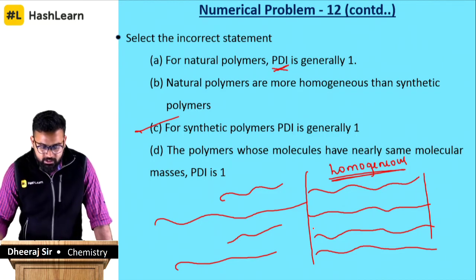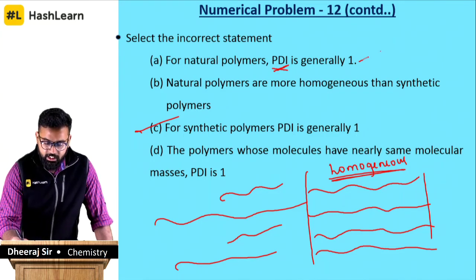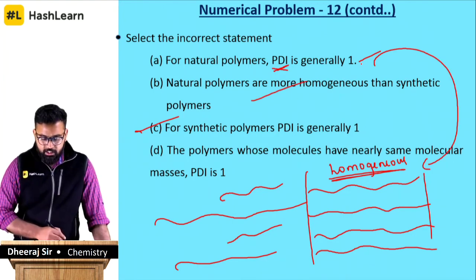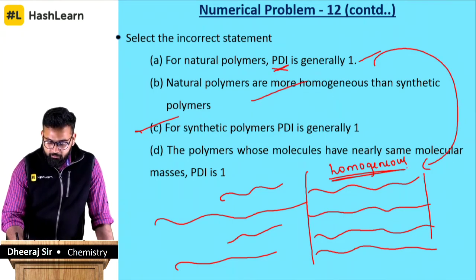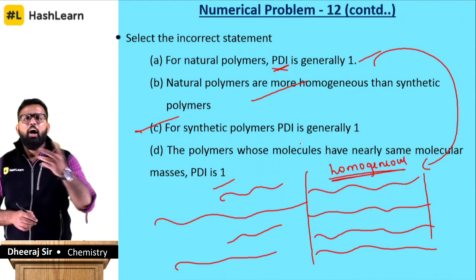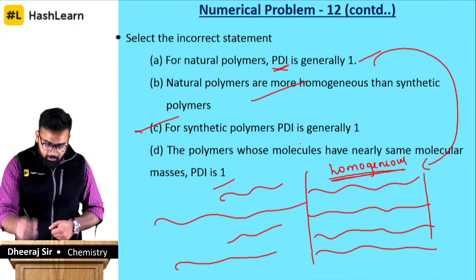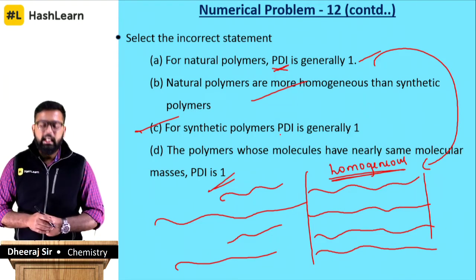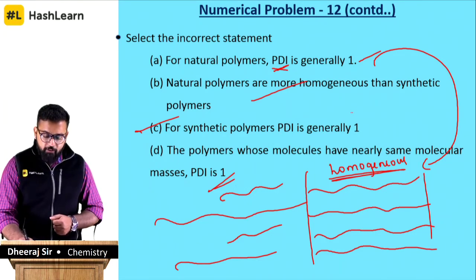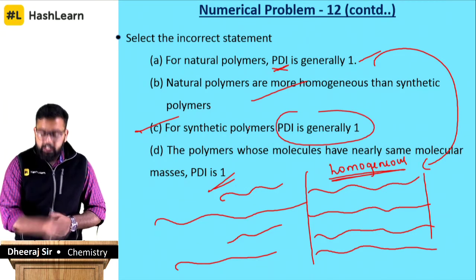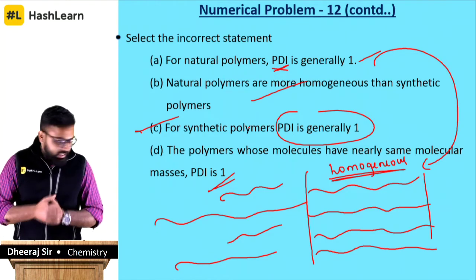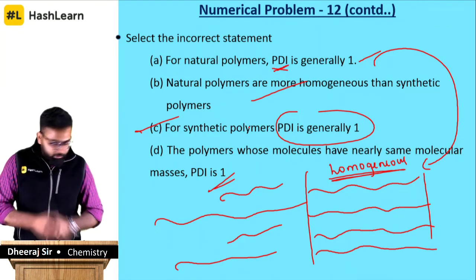So always remember, natural polymers' polydispersity index is 1, which means it is homogeneous. Natural polymers, that's exactly what is said here. And polymers whose molecules have nearly same molecular masses. Nearly same molecular masses means the chain lengths are almost the same. If the chain lengths are almost the same, its polydispersity index is 1. And artificial or synthetic polymers will have polydispersity index either more than 1 or less than 1. So option C is the right answer, which most of you have given me.